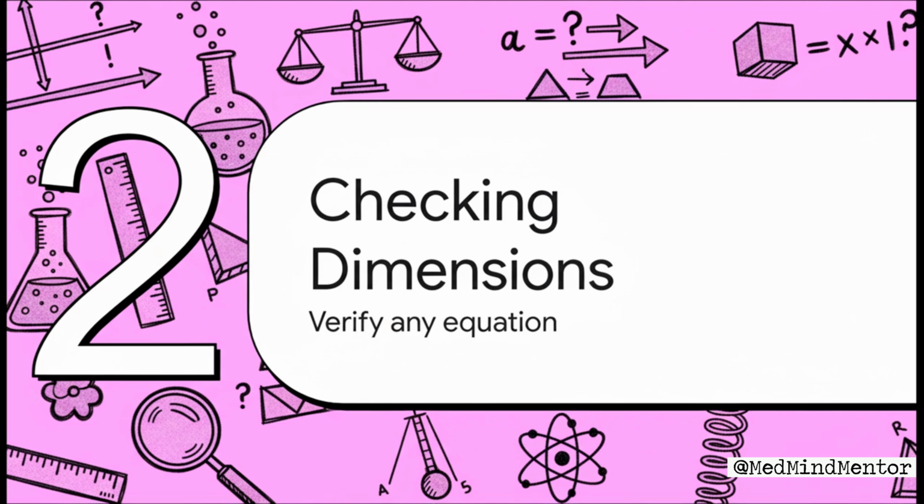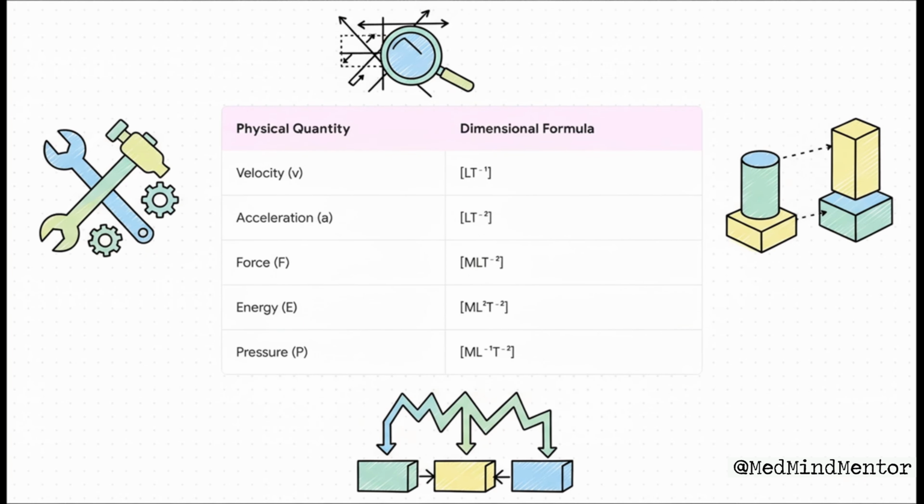Okay, so now that we've got the rule down, let's put it to work. We're going to use this principle as a tool, like a little detective kit, to check if any physics equation is dimensionally correct. Think of this as our little cheat sheet, or our toolkit for this job. These are the dimensional formulas for some of the most common things you'll see, like velocity, force, and energy. It's a really good idea to get comfortable with these, because we're going to be using them a lot to break down equations.